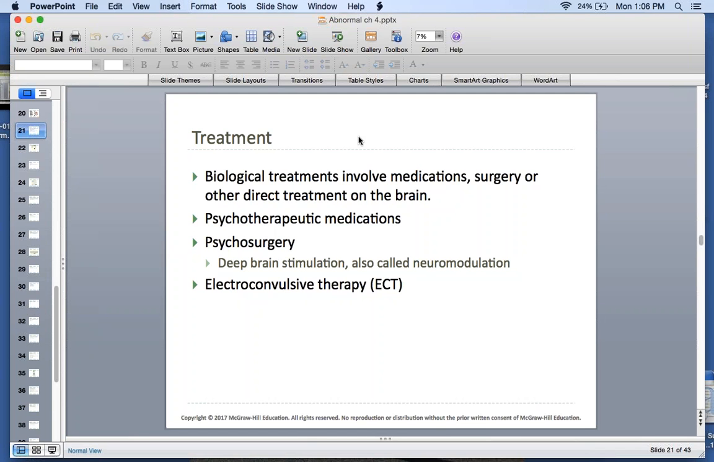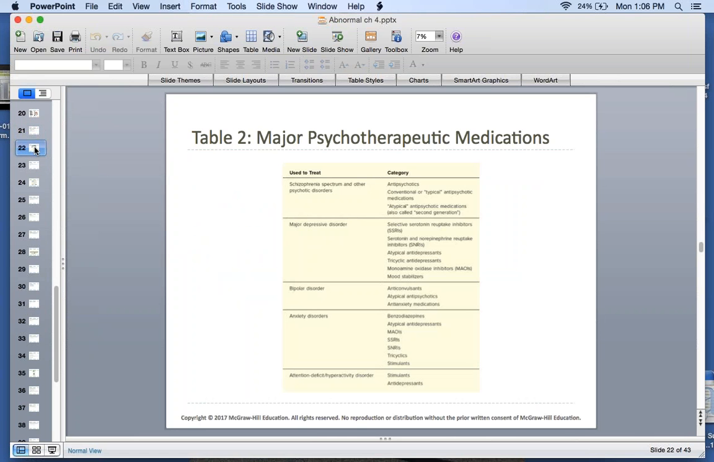Some people go in for ECT treatments once a week, once a month, sometimes just one time, just to give them a little jolt, if you will, back into the world of being okay. Here is a list of psychotherapeutic medications and the different disorders that they're used for. I'm not going to go through this. Feel free to pause this and take a look.